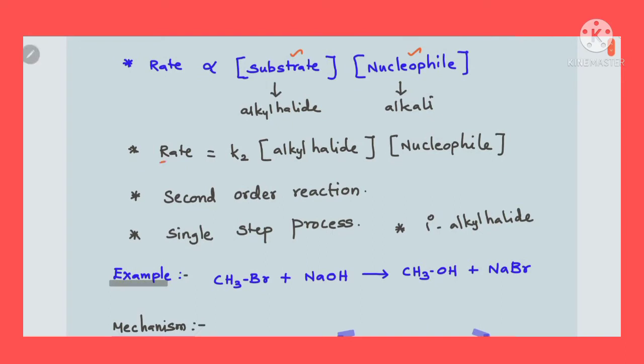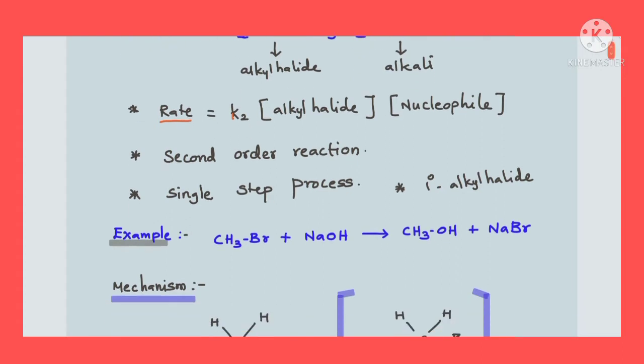Now the rate law for this reaction can be written as rate equal to rate constant K2, the rate constant of a bimolecular reaction. So rate law is rate equal to K2 into concentration of alkyl halide and concentration of nucleophile. So here the rate is depending upon concentration of two substances, so it is a second order reaction. It follows second order kinetics, and it is a single step process, and SN2 reaction occurs in one step. Okay, right. So now let us see an example followed by the mechanism.